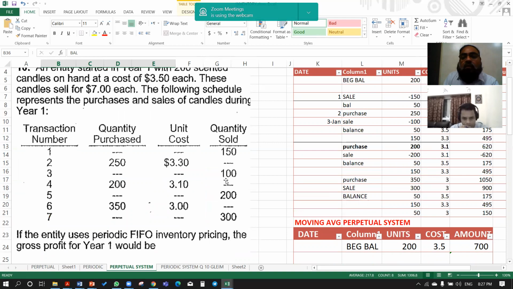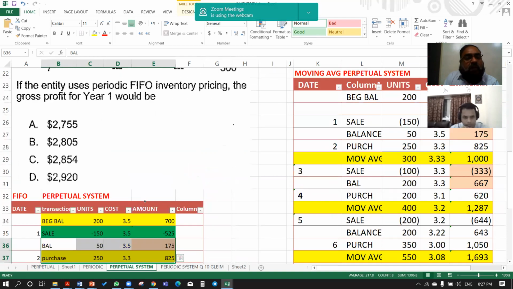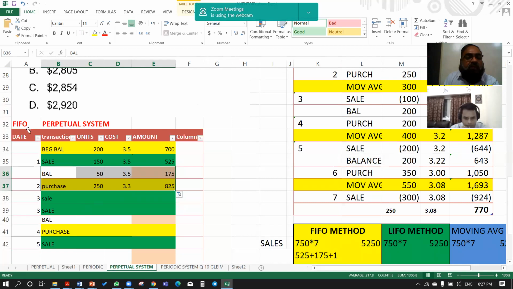We have sold out 100 units. Now we have to see which method we have. FIFO means first in, first out. So there are two lots we have, these two lots. Which one came first? The row number 36, that is 50. So first in, first out. So it means we will be selling this one first.